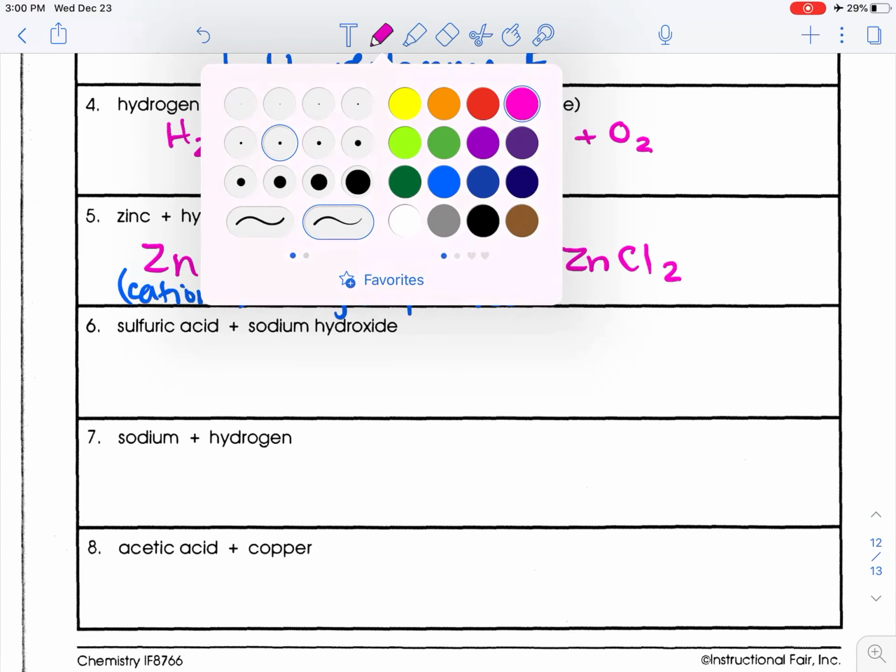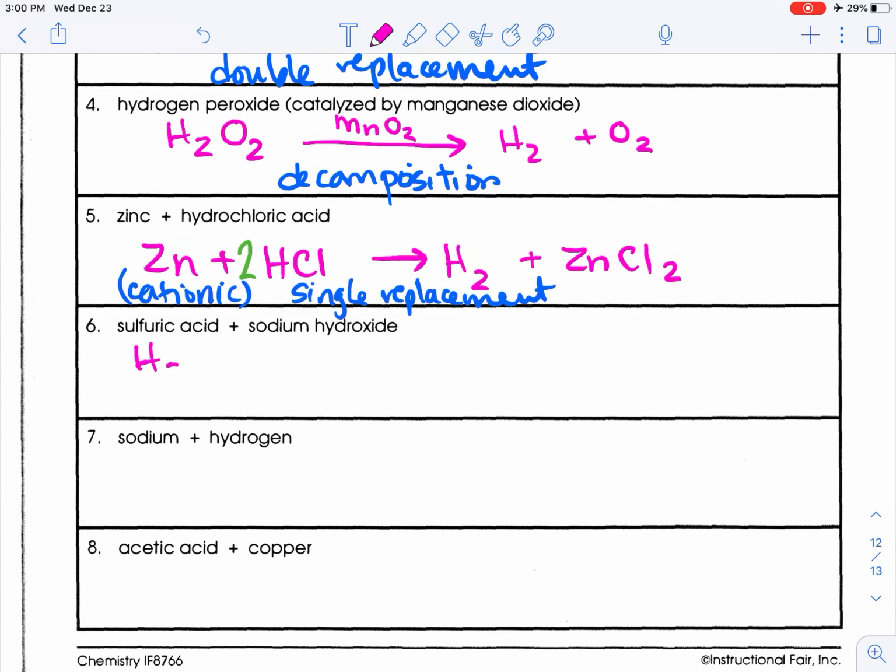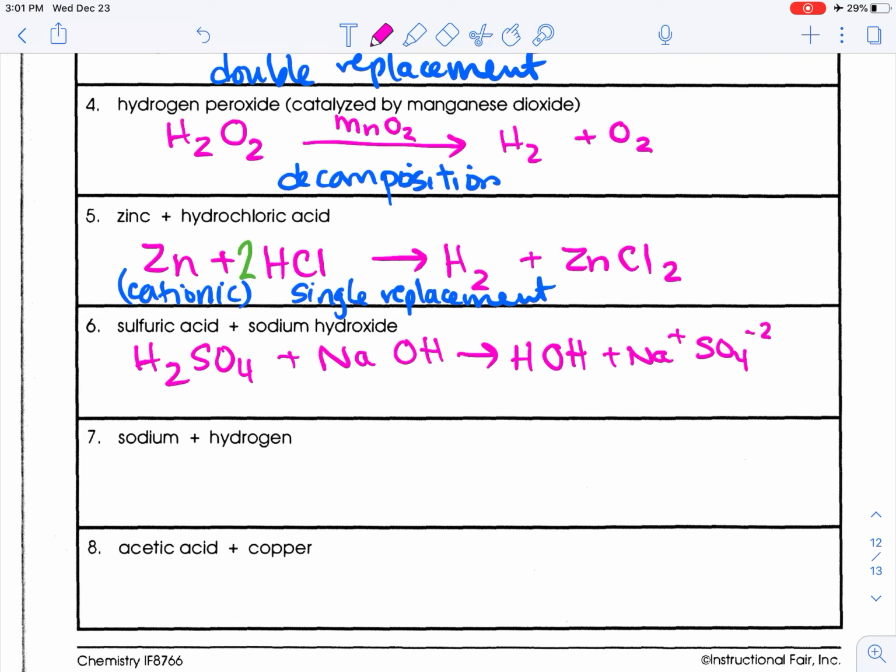Sulfuric acid is on reference table K. It's H2SO4. Sodium hydroxide is Na plus OH minus. It's also on table L. It's a base. So that gets rid of that. Okay, so it looks like we have a double replacement because we've got two compounds. So now we're going to have the H plus with the OH and the Na with the sulfate. Now, how did I know that sulfate was minus 2? It's on reference table E.